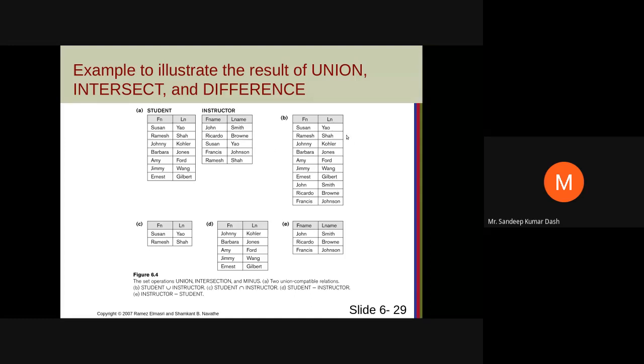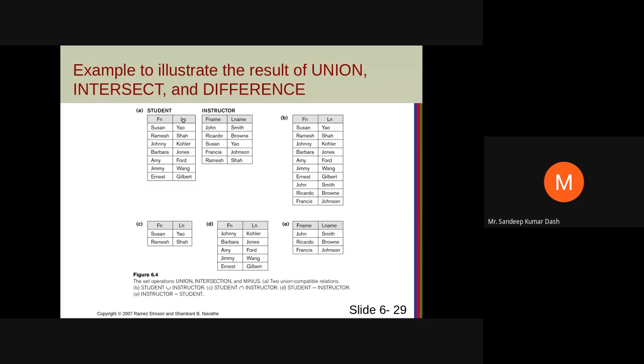Another thing to mark is what column names we get in the result. It is fn ln, not fname lname, because it is taken from the first relation. Suppose you had written instructor union student, then it would have been fname lname. Since you wrote student union instructor, the column names are taken from the first one.